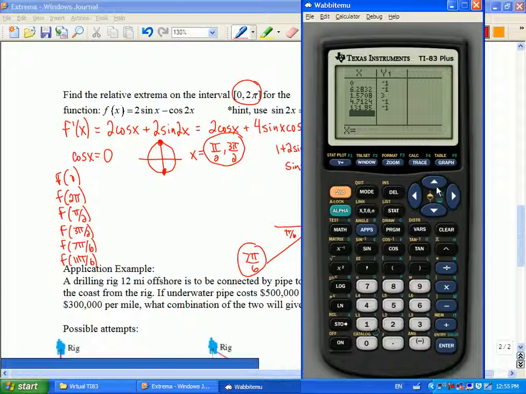Oops, did I put that in right? I might have made a mistake there. 7 pi over 6. Okay, and then 11 pi over 6. Okay, so according to the work that I've got here, I'll transfer this to my page.